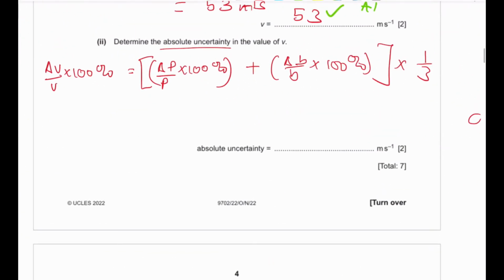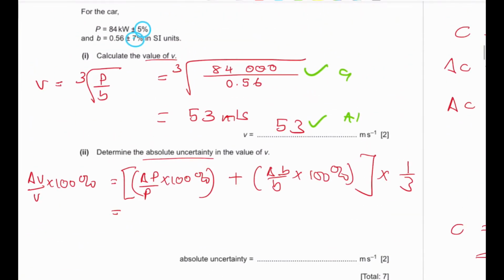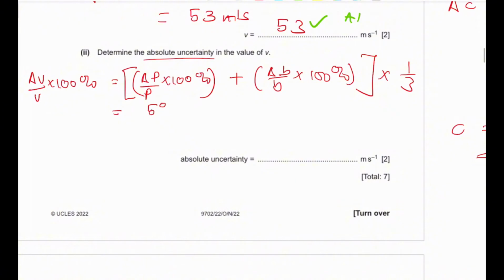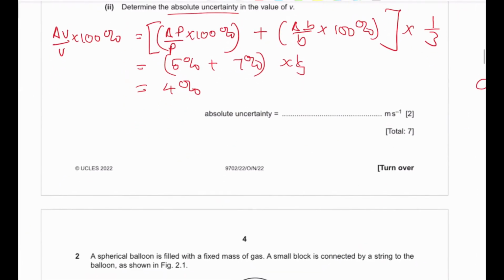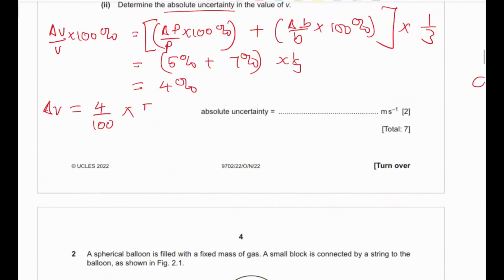So how do you find the percentage uncertainty in that? From the question, we have 5% plus 7%, multiplied by 1 over 3, which gives you 4%. So to find delta v, that will be 4 over 100 multiplied by 53. That's about 2 meters per second.